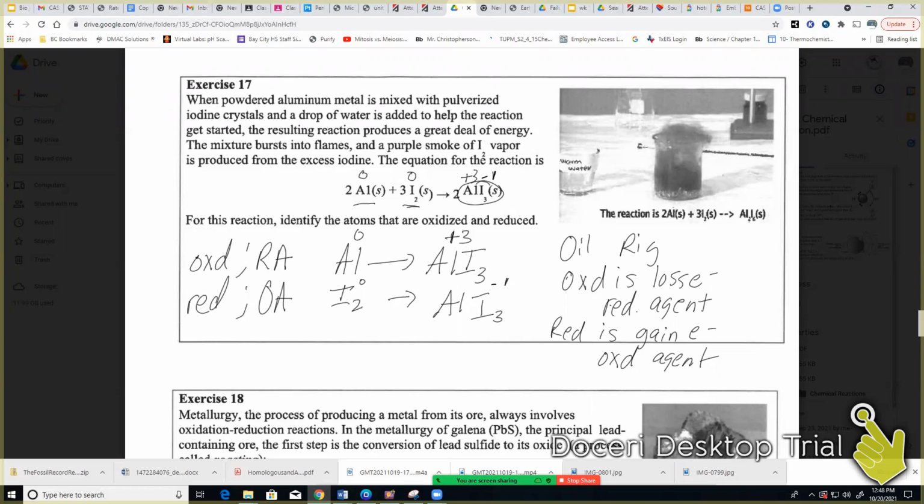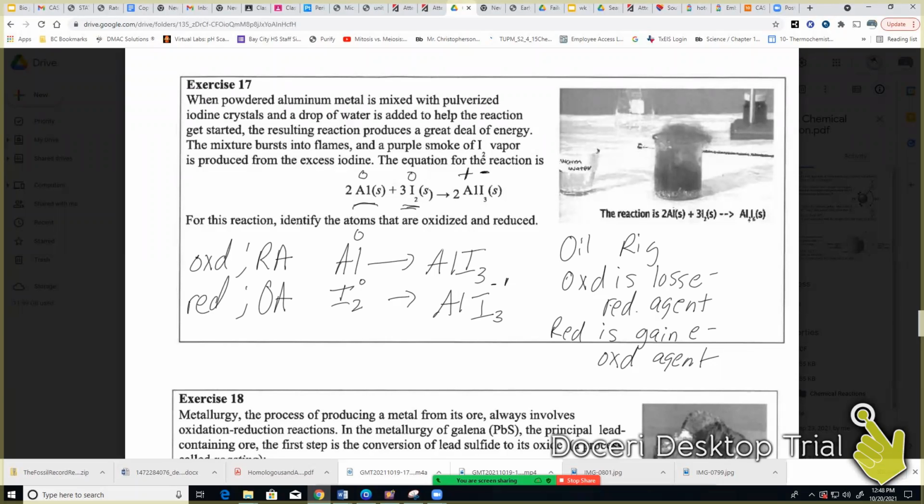But on this particular one, let me step back a little bit. These two are zero, right? That's the easy part. Even if I didn't know exactly what the charge was when it's aluminum iodide, just by looking at that, I know that the iodine has some negative value because of the way it's written, and the aluminum has some positive value.